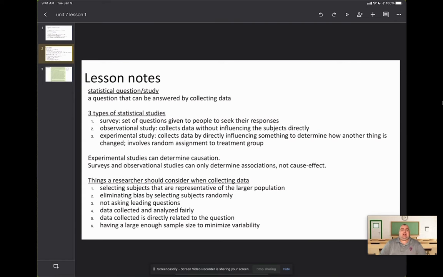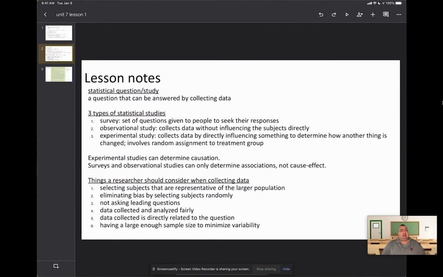So this introduces the different types of statistical studies or statistical questions. Basically, a statistical study or question is, as it says here, a question that can be answered by collecting data. Anything that you can answer by collecting data is known as a statistical question or a statistical study. What we're going to focus on today are the three different types of studies: there's a survey, there's an experimental study, and there's an observational study.